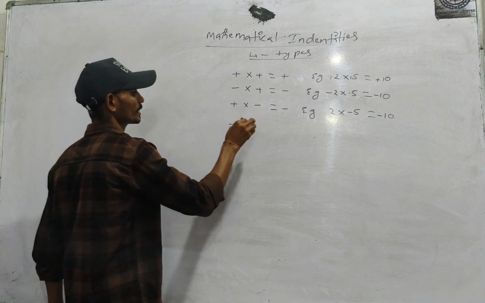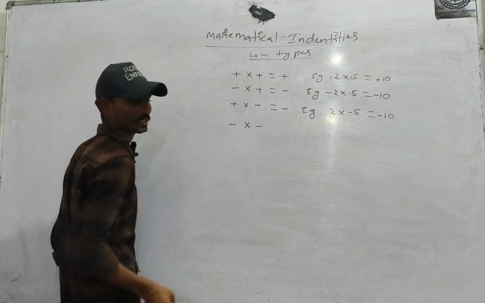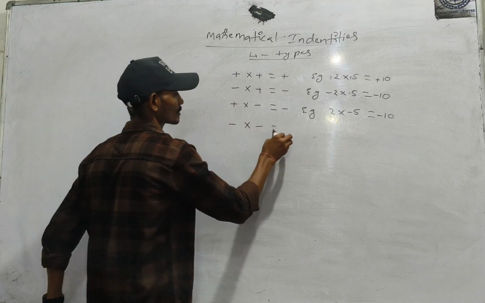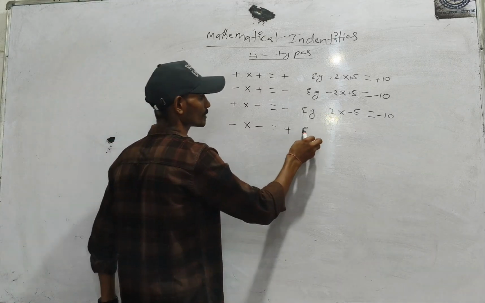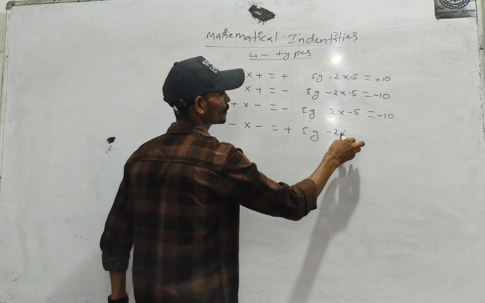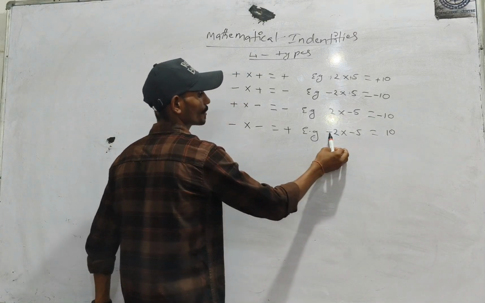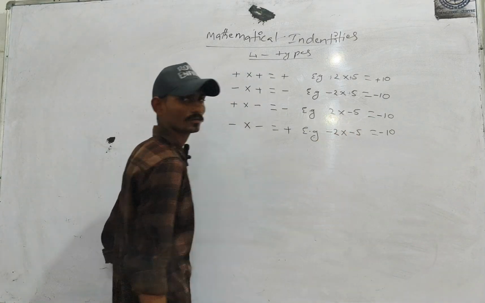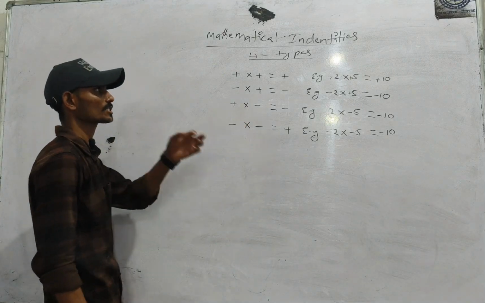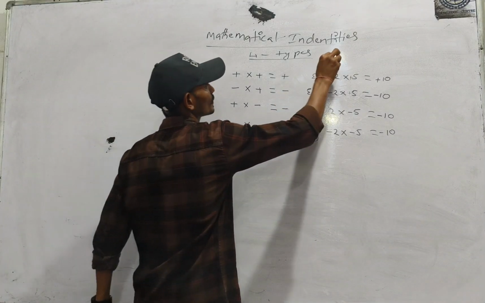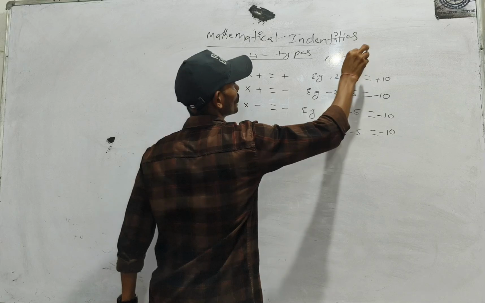Here our last condition is two negative signs: negative into negative, the answer is positive, don't confuse. So example, equal to 2 5s are 10, but positive into negative, the answer is negative. These are the conditions of identities in multiplication. These are the conditions in multiplication.